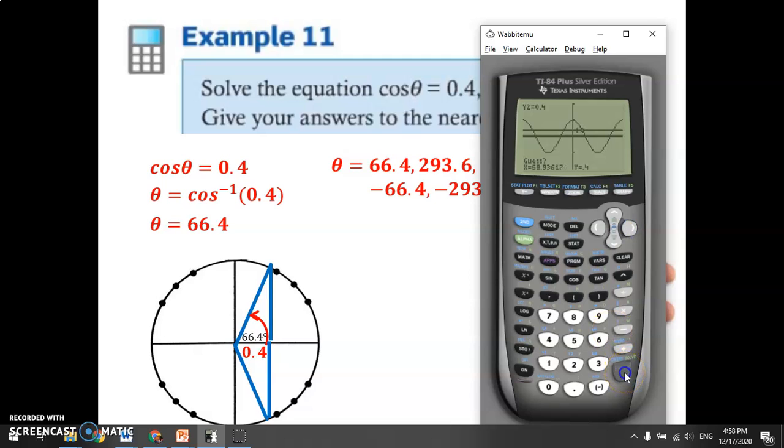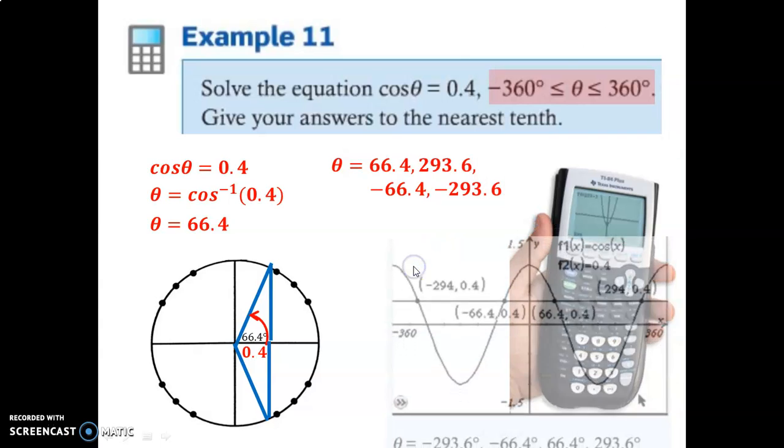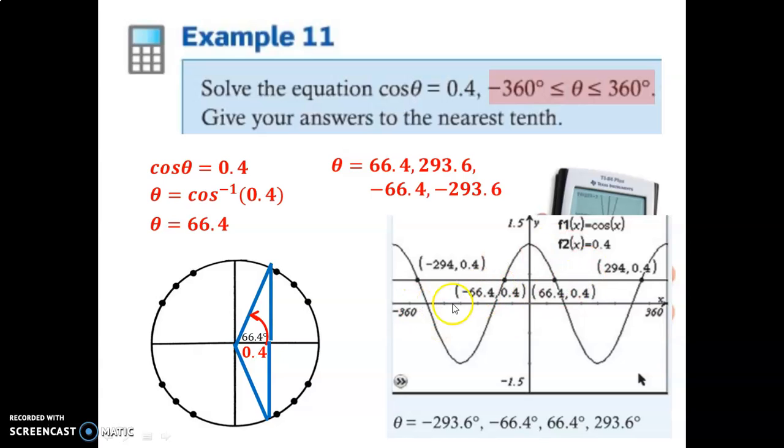And it should tell me 66. Let's check. There we go, 66.4 matches our answer here. And you can go ahead and find all 4 intersections like that one at a time. Great, really important to know all these connections. Unit circle, graphs, solutions, everything.